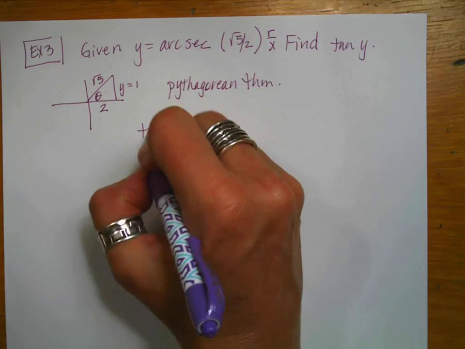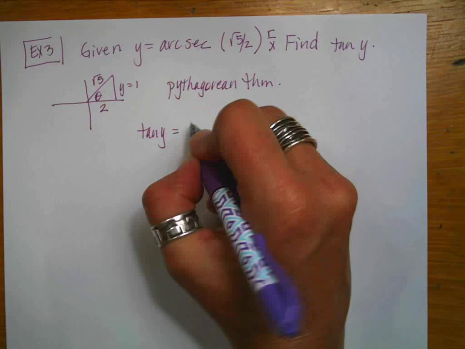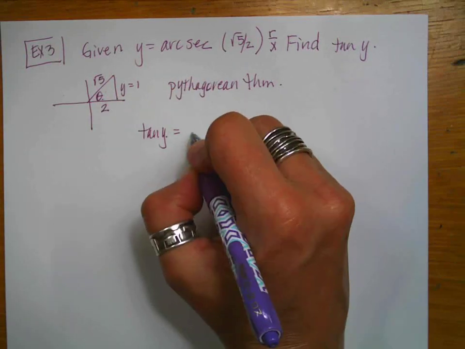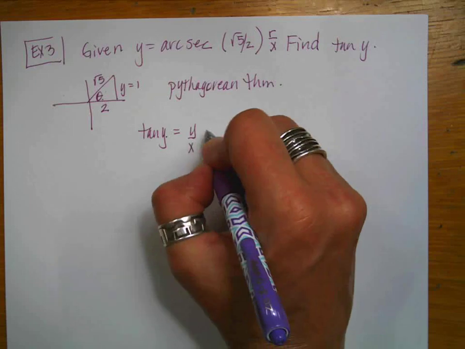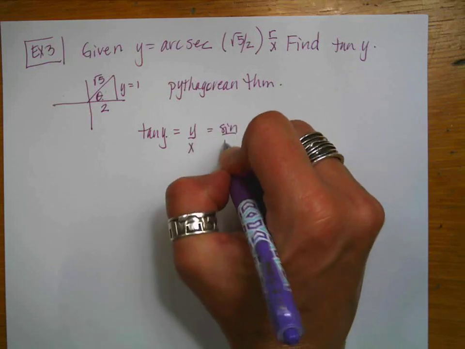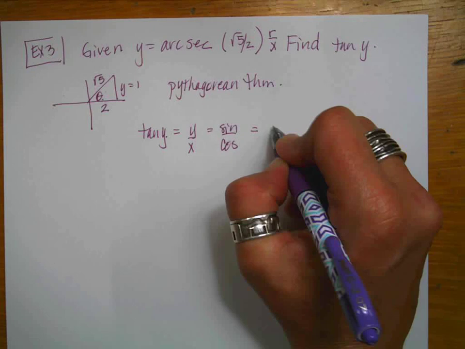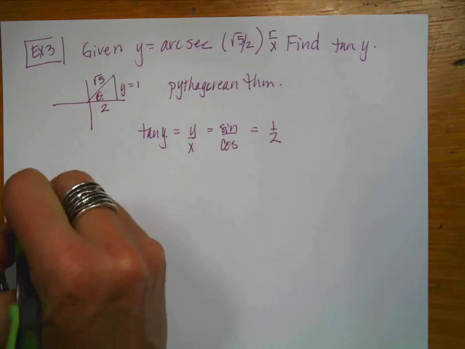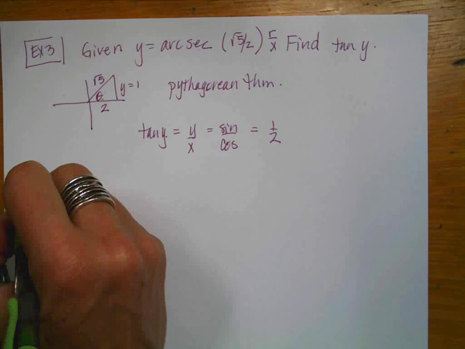Well, if I know y and x, now I can do tangent, because remember that the tangent of an angle, which I call theta, but technically is y, the tangent is y over x, or it's sine over cosine. So the tangent of the angle is going to be a half. So that was actually a very easy problem. All right, we have 2 more examples.